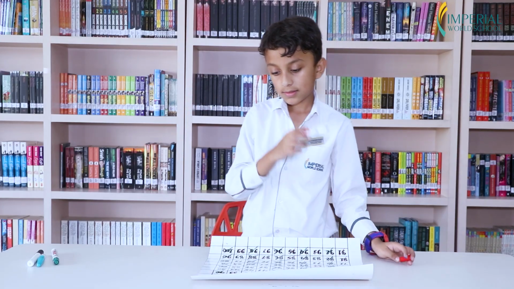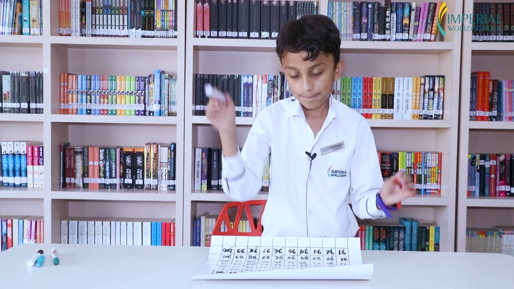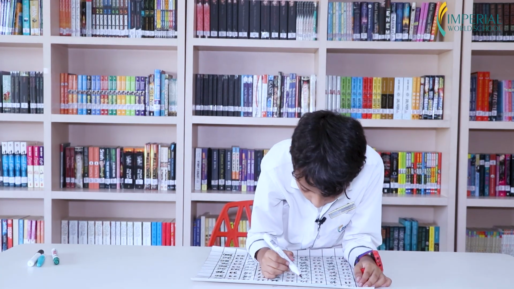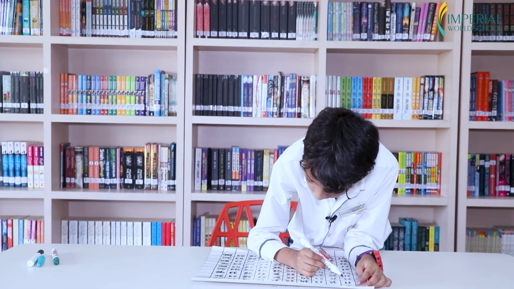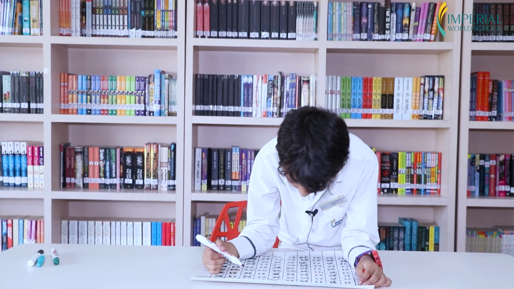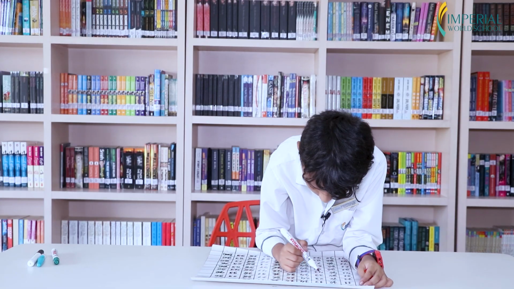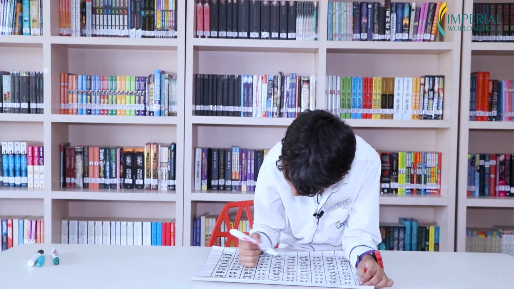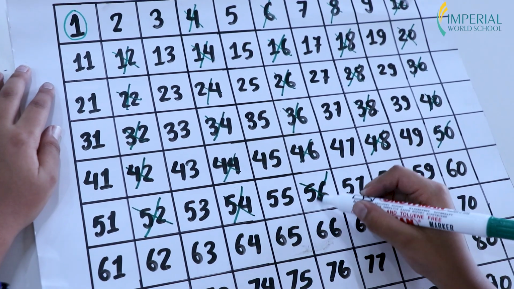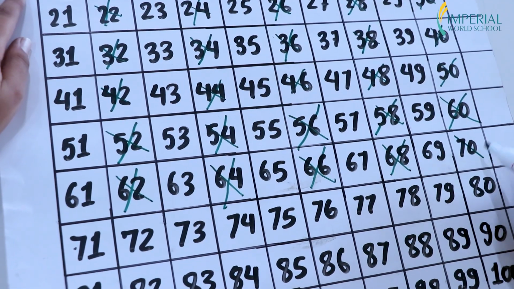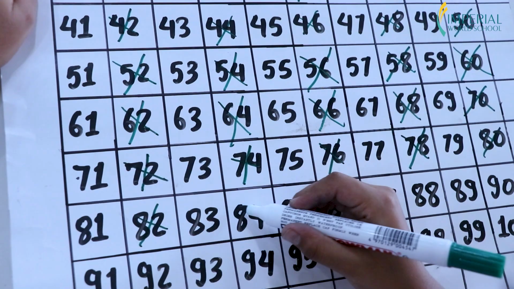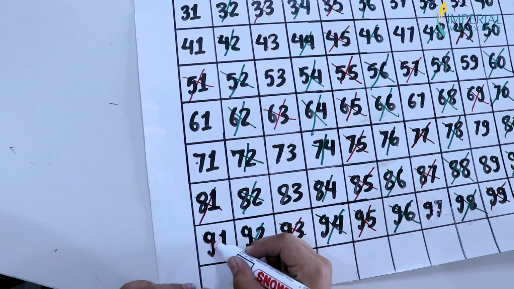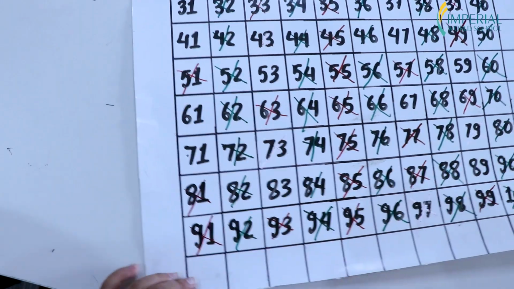So now we have to cross out all the numbers divisible by 7: 14, 21, 28, 35, 42, 49, 56, 63, 70, 77, 84, 91, 98. By using this method, we can find prime and composite numbers.